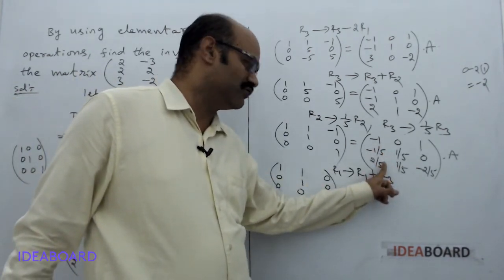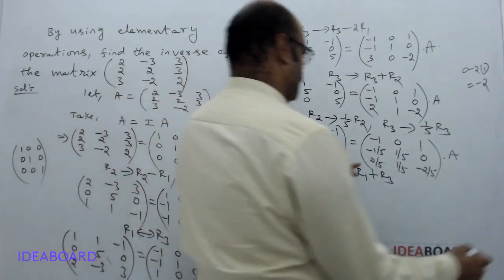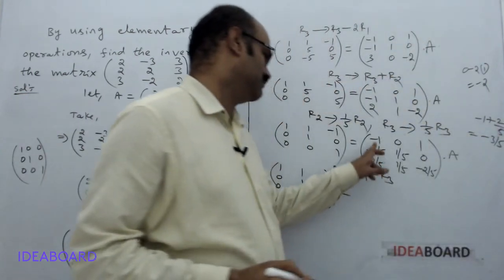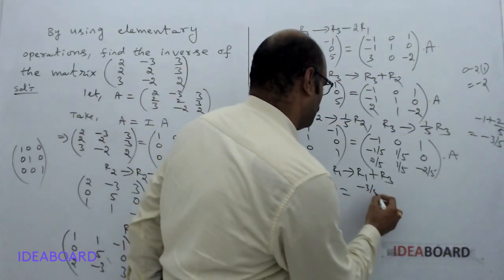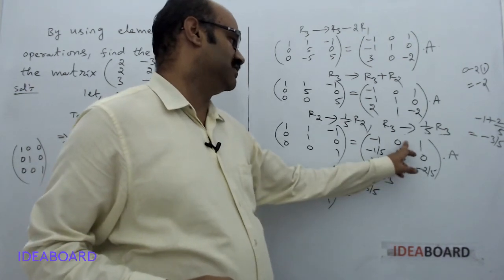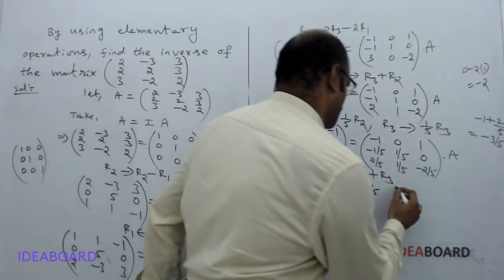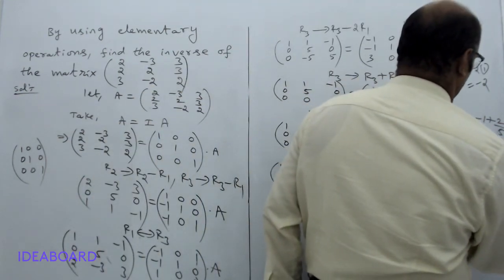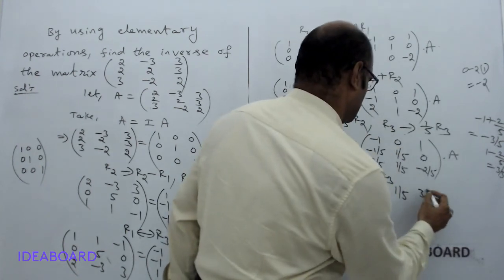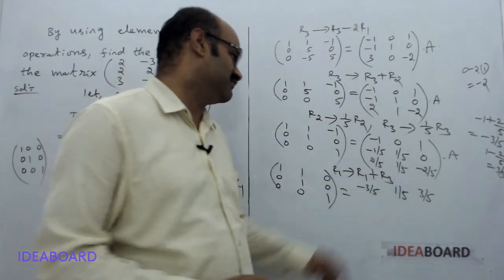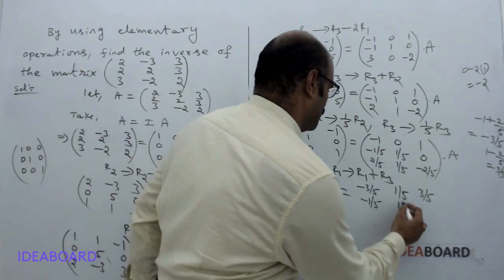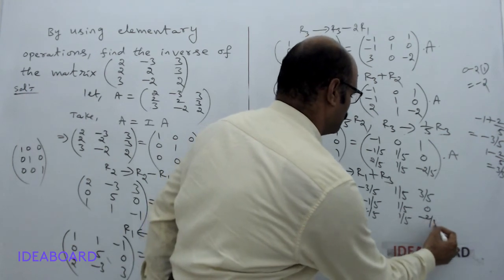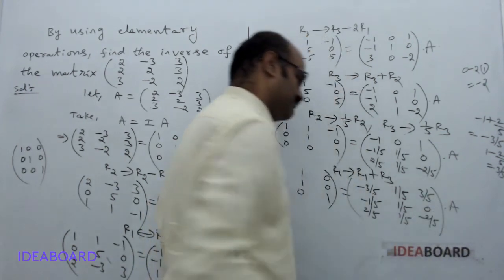Equal to R1 plus R3, minus 1 plus 2 by 5, 3 by 5. Let me write here, minus 1 plus 2 by 5 equal to minus 3 by 5. 1 by 5 plus 0 equal to 1 by 5. Next 1 minus 2 by 5 equal to 3 by 5. Now minus 1 by 5, 1 by 5, 0, 2 by 5, 1 by 5, minus 2 by 5 into the matrix A.